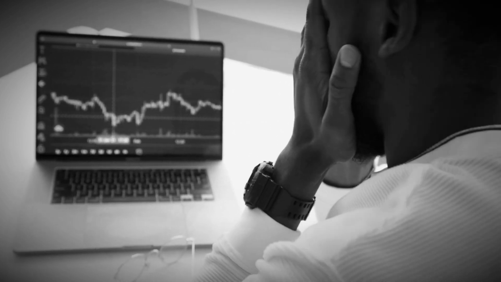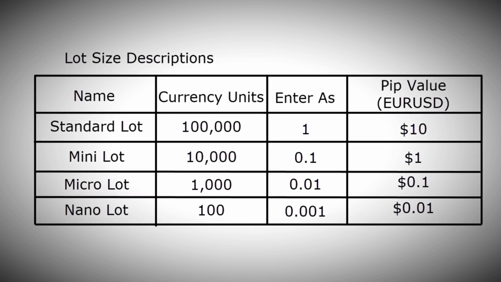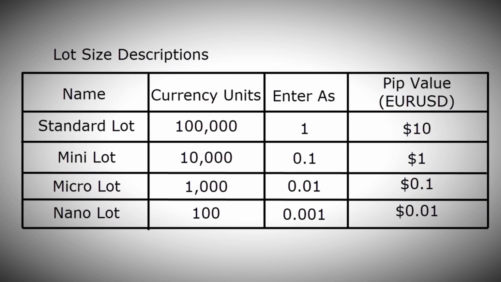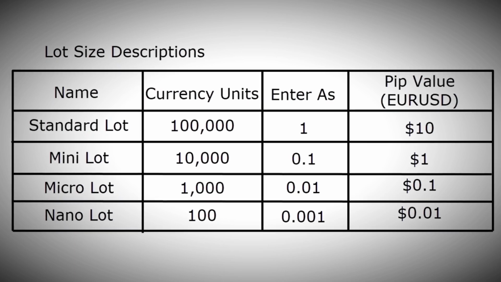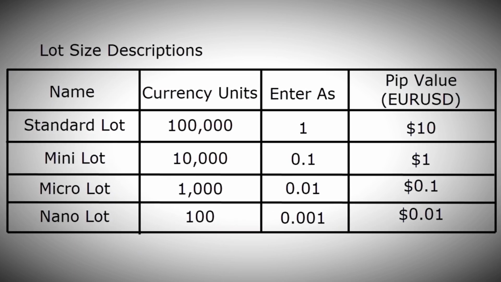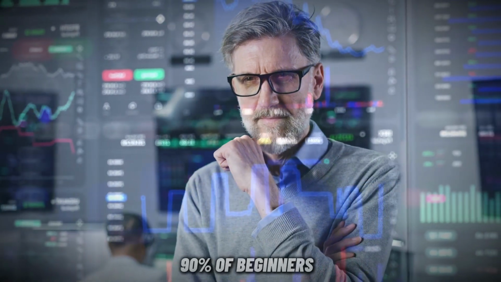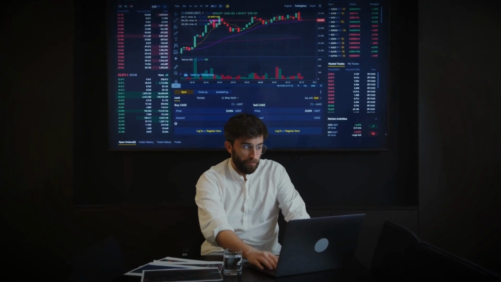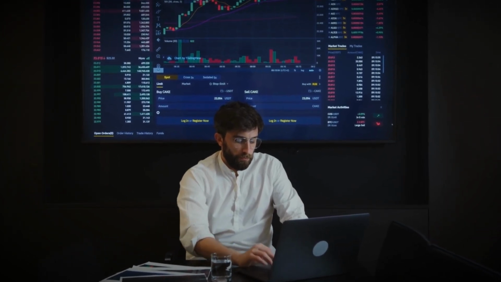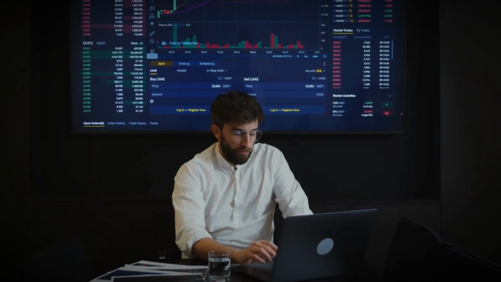Lot size may sound technical, but it's actually your most powerful risk control tool. Micro lots help you learn safely. Mini lots let you scale responsibly. And standard lots are for seasoned traders only. By understanding lot sizes, you put yourself ahead of 90% of beginners who fail because they trade blindly. So the next time you place a trade, ask yourself, is my lot size aligned with my skill and account? That answer alone can decide your future in Forex.